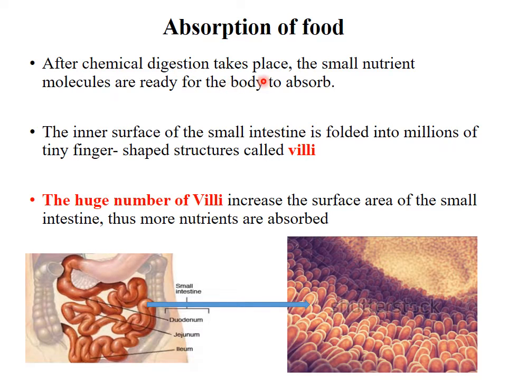After chemical digestion takes place, the small nutrient molecules are ready for the body to absorb. The inner wall of the small intestine is folded into millions of tiny finger-shaped structures called villi. Why do we call these structures villi? Because their structure is like a finger. The huge number of villi increases the surface area of the small intestine, thus more nutrients are absorbed. So, nutrients are absorbed from the small intestine to the blood due to the presence of villi.